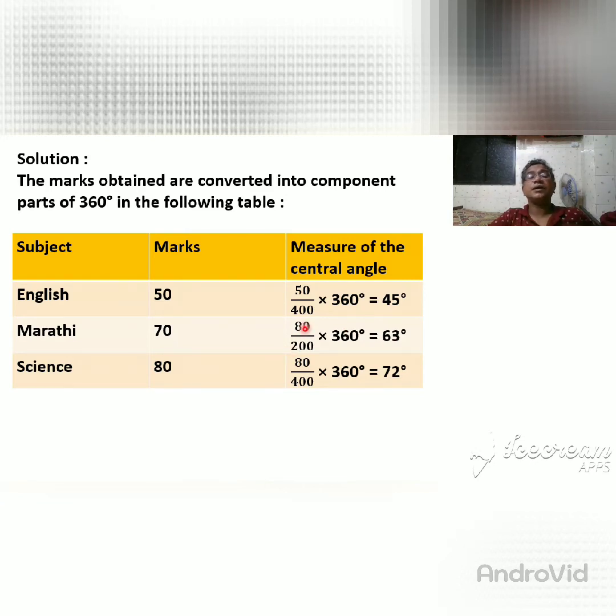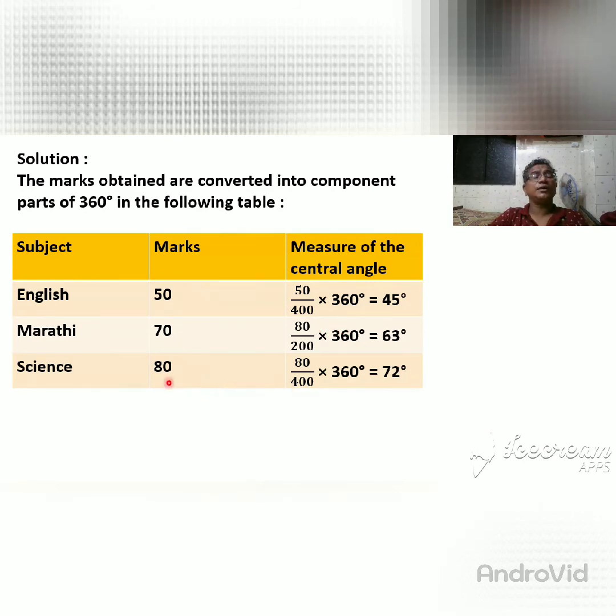Wrong, right? See, here it is 70 degree. Remember that, because Marathi is 70. So 70 upon 200. This 0 cancels. Then this 0 cancels. 2 is divided into 36, we are getting 18. So 18 sevens are.